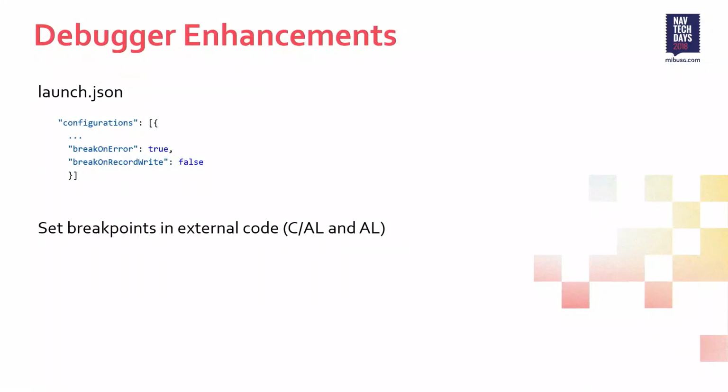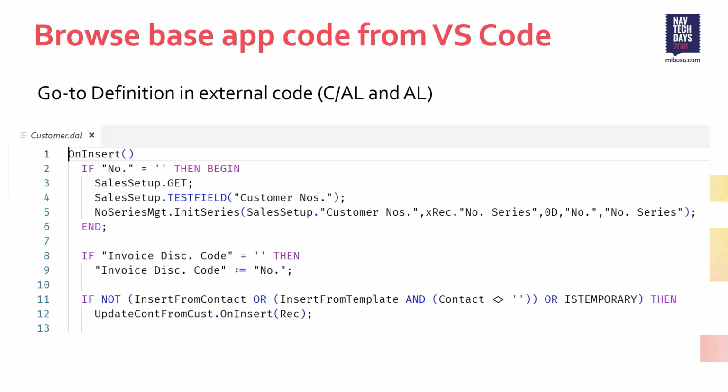So let's go back here. And this is the browse C/AL code, base app code from Visual Studio Code I just showed.